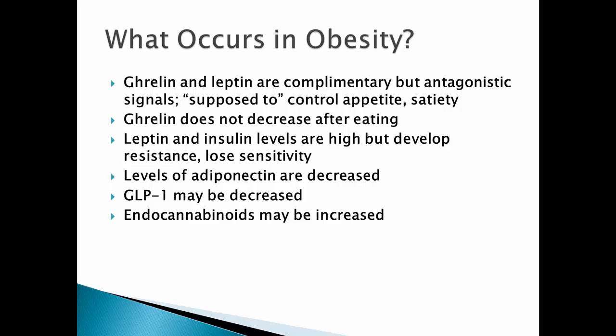We also know that the levels of adiponectin are decreased, GLP-1 may also be decreased, and the endocannabinoids may be increased. So play with this in your head a little bit. What have we done? We aren't decreasing ghrelin. We are maintaining high levels of leptin and insulin. We decrease our adiponectin, we decrease our GLP-1, and we increase our endocannabinoids. As a result, we have ongoing appetite, we don't reach satiety, and we continue to increase our body fat mass in the metabolic pathway.